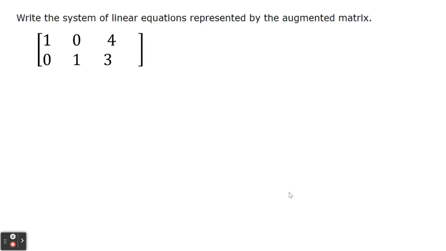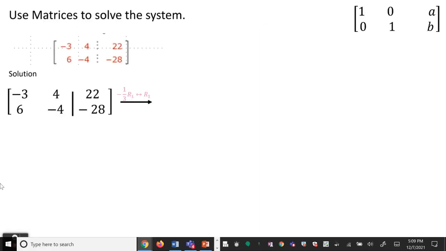Okay, so now here, just another example. So the first number with the 1 represents x, and if you notice you have a 0 for y, so y is going to be 0, and then you have your 4 as your constant. So here what we have is that x is equal to 4 because there's no y, and then the second equation there's no x, so the only thing we have is y is equal to 3. So we have our matrix, it's a -3, 4, and so on.